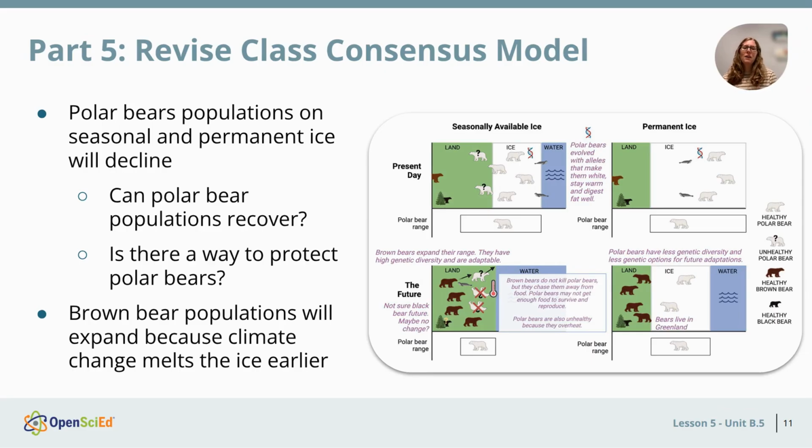Part 5, after having that gotta have it checklist and the consensus discussion, we're going to move into revising our class consensus model. There's an example of a consensus model here, thinking again about that time and scale piece of it. So we've got seasonally available ice, we've got permanent ice, we've got present day, and we've got the future in this consensus model. And we're seeing that polar bear populations on seasonal and permanent ice will decline in the future. Could these polar bear populations recover? Is there a way to make their population bounce back? Is there a way to protect these polar bears? These are all questions that usually come up during this time. And we're seeing that the brown bear populations will expand because climate change melts the ice earlier, and brown bears are better suited for that environment with less ice.